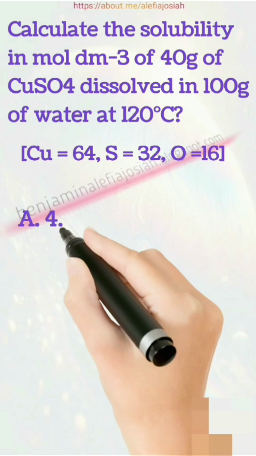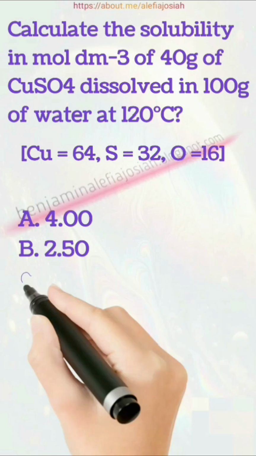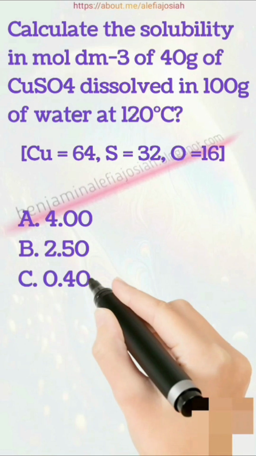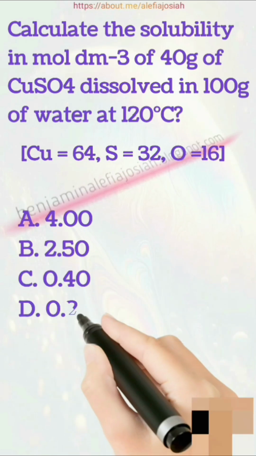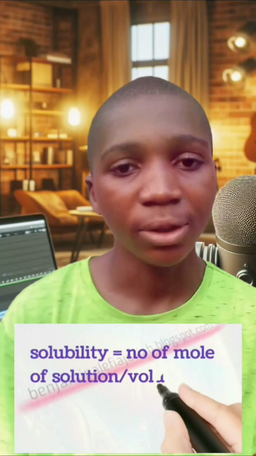Now note that these numbers represent the atomic masses of the various elements represented here. So we bring out the options. A is equal to 1.00, B is equal to 2.50, C is equal to 0.40, D is equal to 0.25. In order to solve this question, note we are asked to calculate the solubility. So first of all, we have to print out the formula for solubility. And what is the formula for solubility? Solubility is equal to number of moles of solute over the volume of solution.